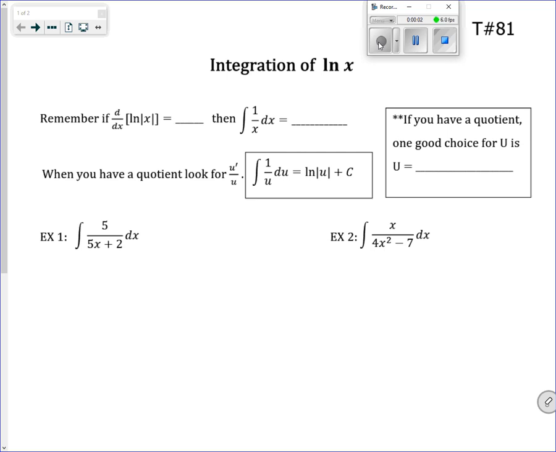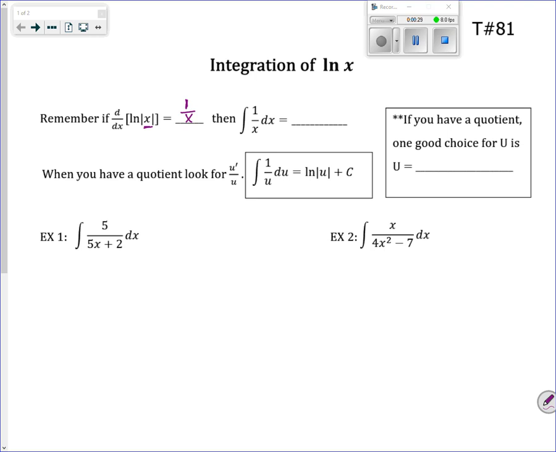Let's go with some more integrating. So remember, with taking the derivative of the natural log of the absolute value of x, remember the derivative of natural log of u was u prime over u. So your u is x, the derivative of that of course is 1, and so you got 1 over x, which means 1 over x is the derivative of ln of absolute value of x.